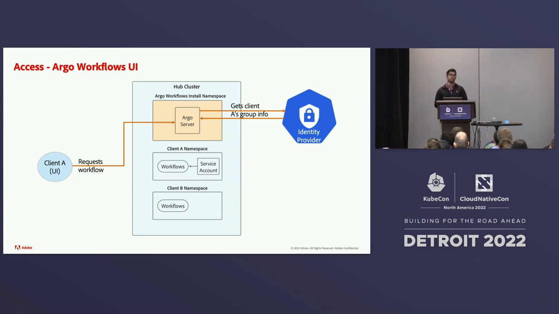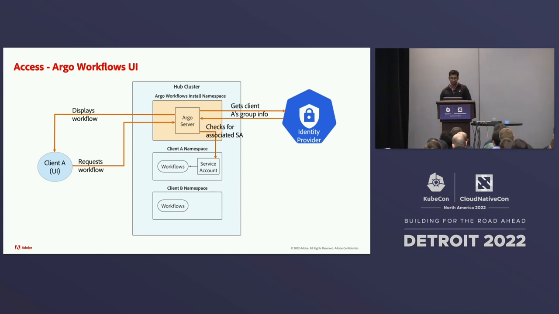In our case, that's Azure Active Directory. The Argo server then goes ahead and checks whether a service account is associated with any of those groups inside the namespace of the requested resource. If it does, and the service account has necessary permissions to access that resource, then the access is granted. And if it does not, the access is blocked.